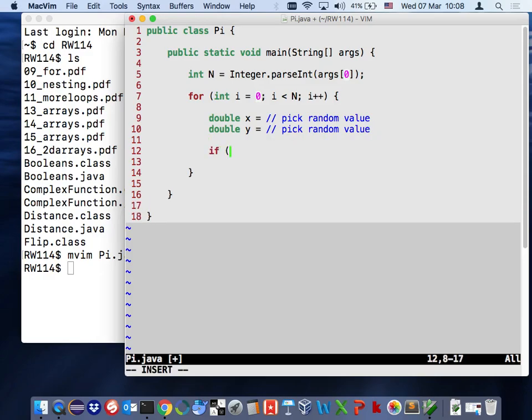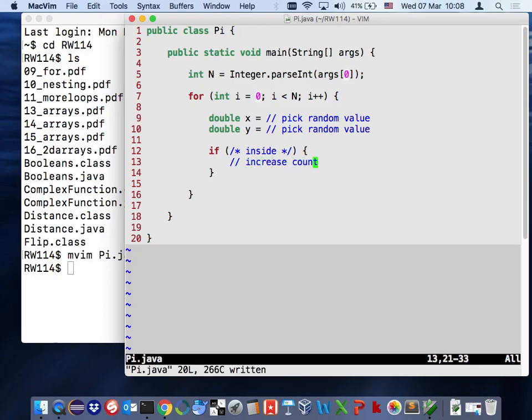And if inside, increase count. So I've refined the idea of picking a point by converting it to 4 tasks. Picking a value for x, picking a value for y, checking if it's inside, and increasing the count.